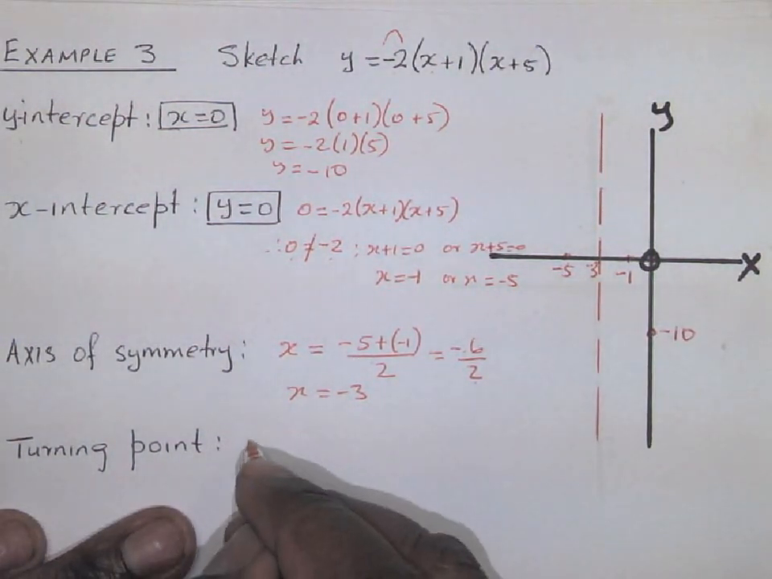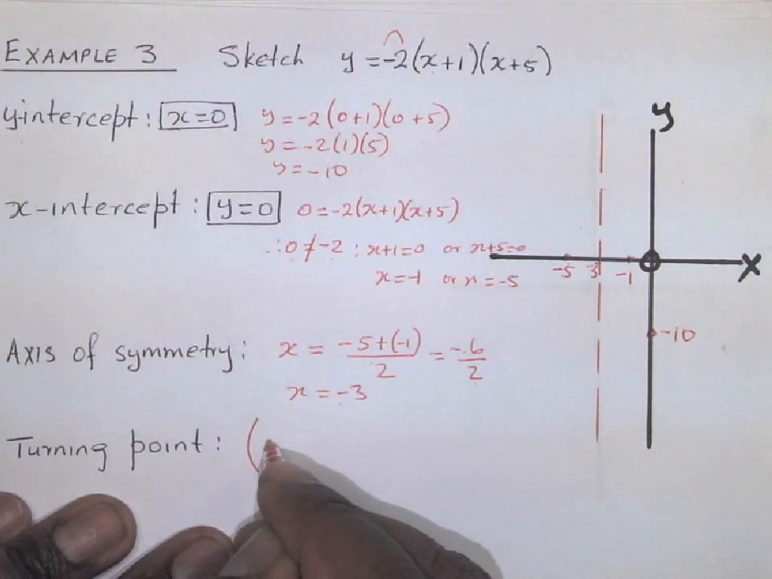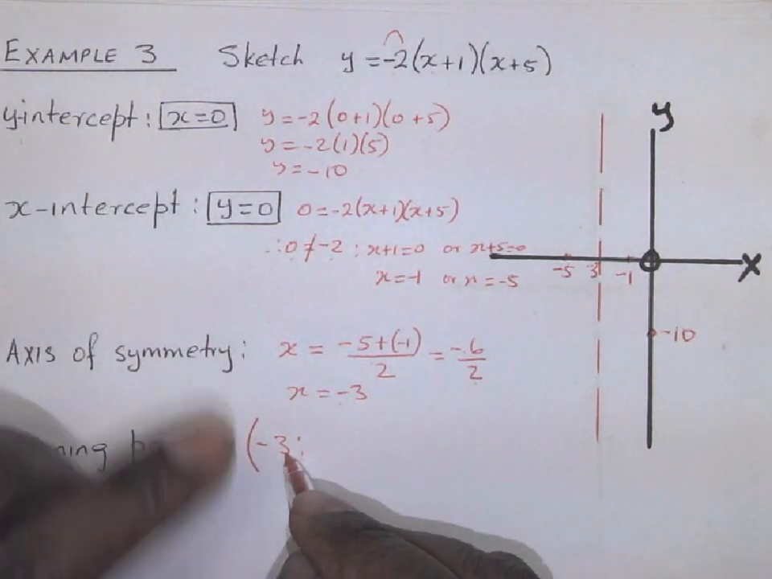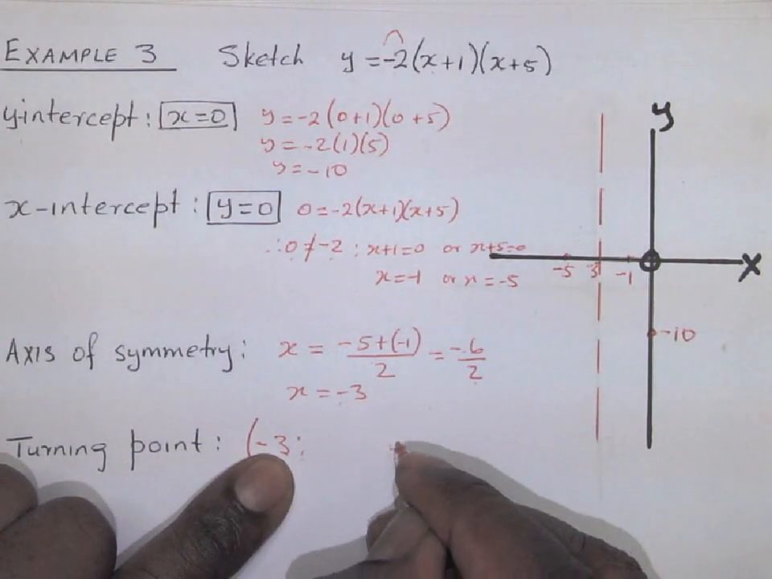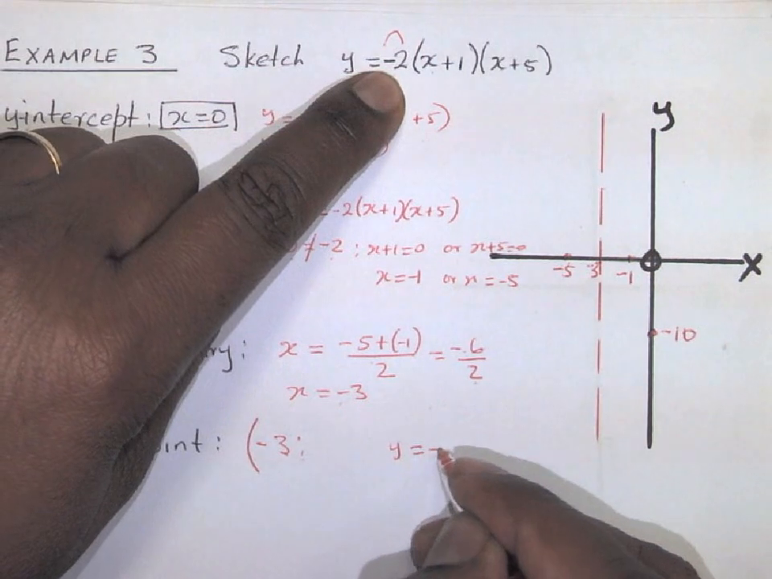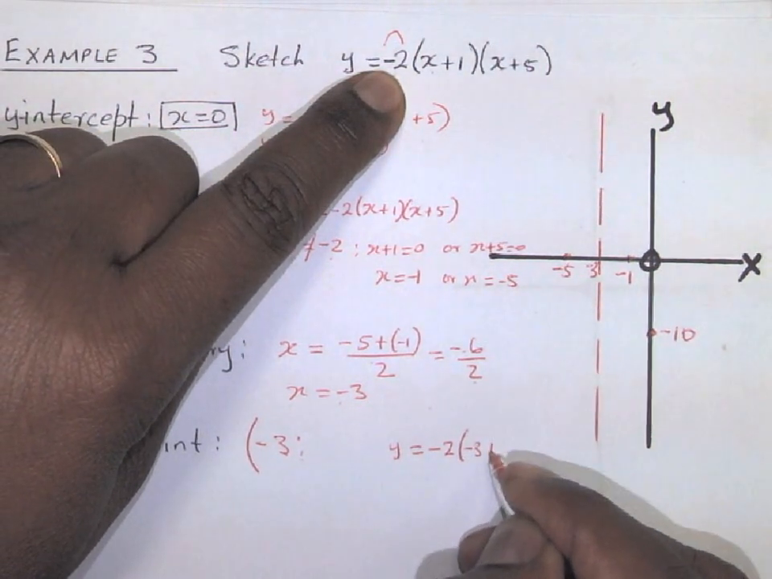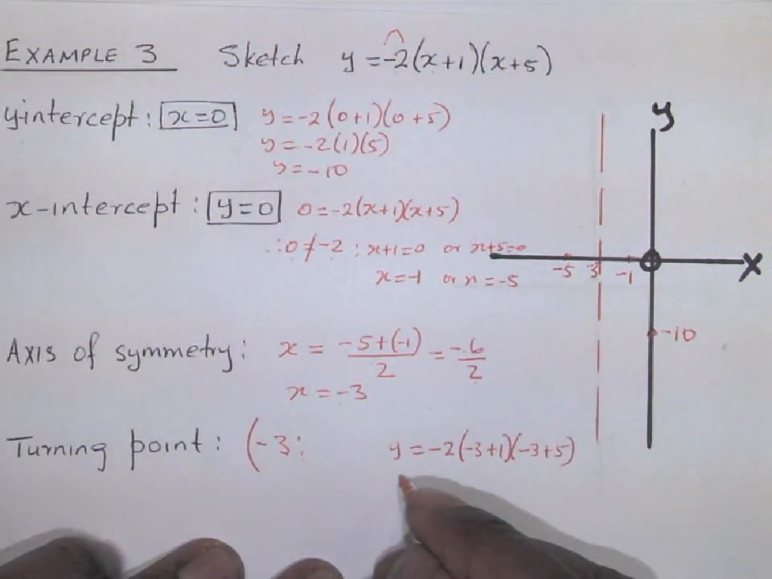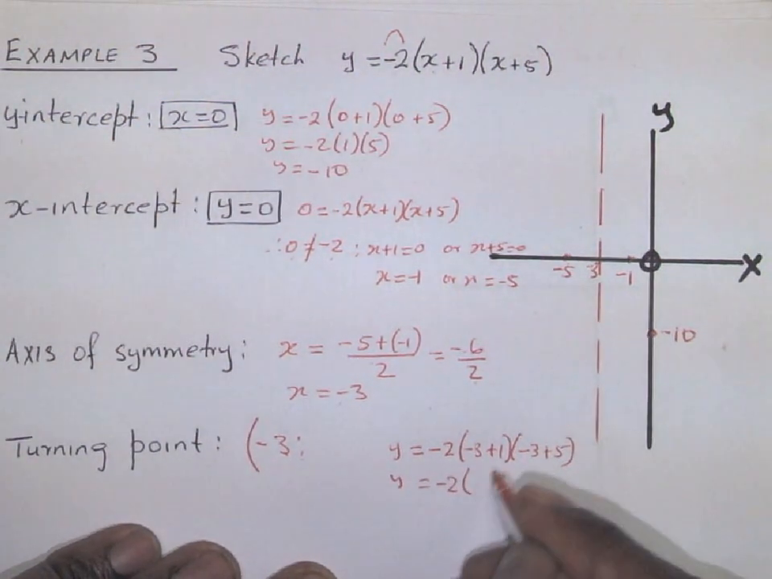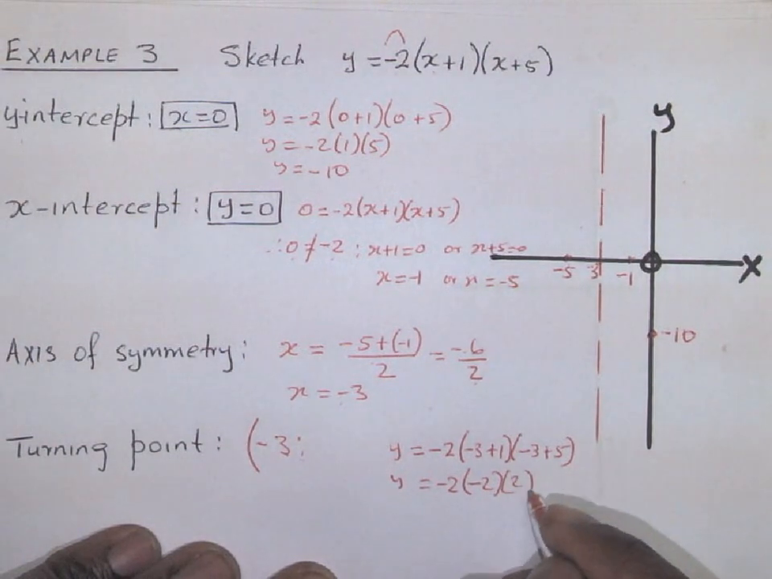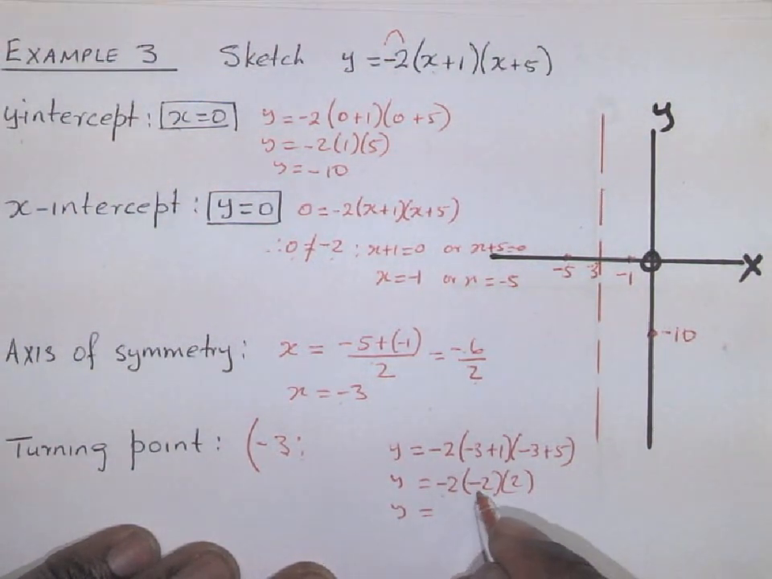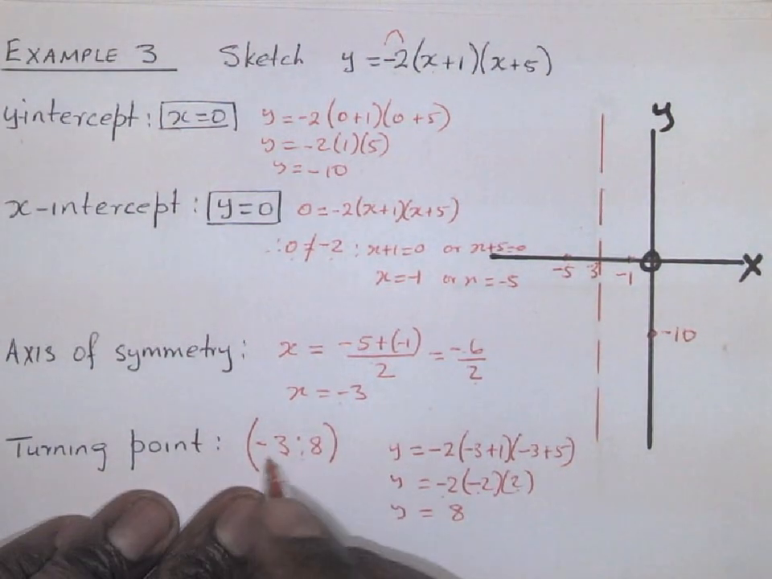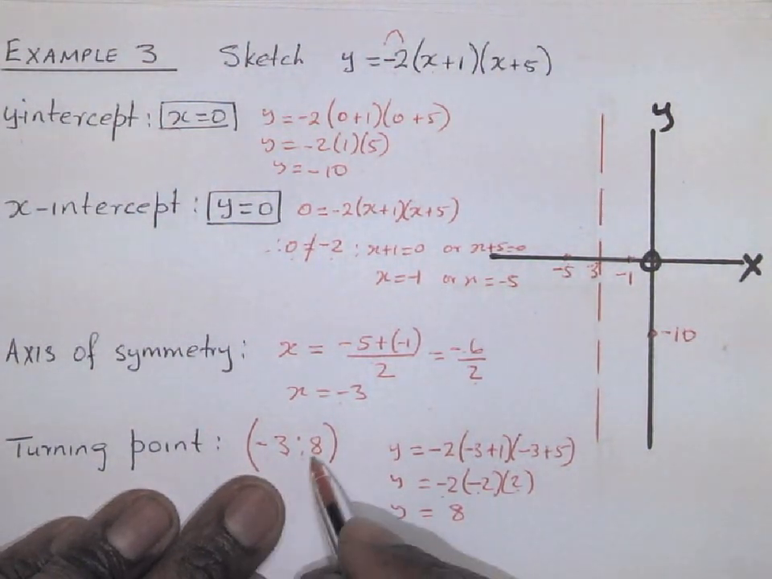So how do you find the turning point? We said for the turning point, you just take this number from the axis of symmetry. How do you find y? We substitute back into the equation. So y is equal to minus 2 times minus 3 plus 1, and minus 3 plus 5. Simplify this. Minus 3 plus 1 is minus 2, and minus 3 plus 5 is 2. So y is equal to minus 2 times minus 2 times 2. That is positive 8. So that's an 8 over there. So the turning point is minus 3, 8.